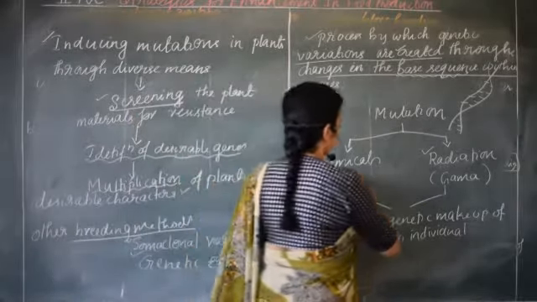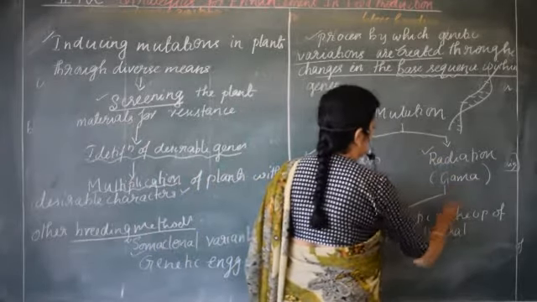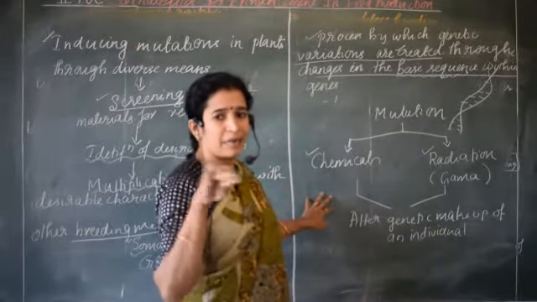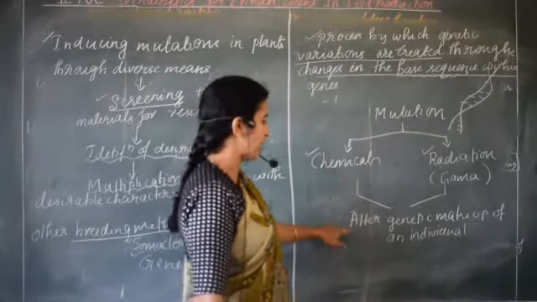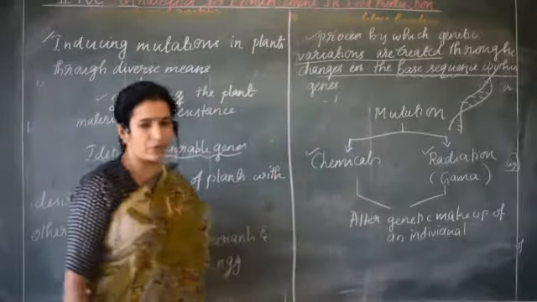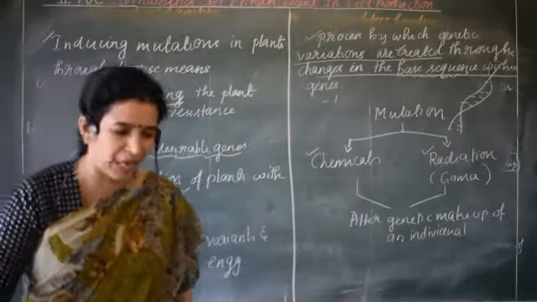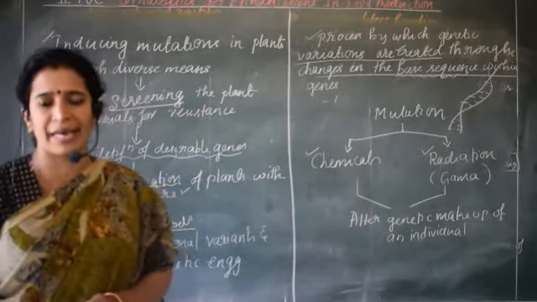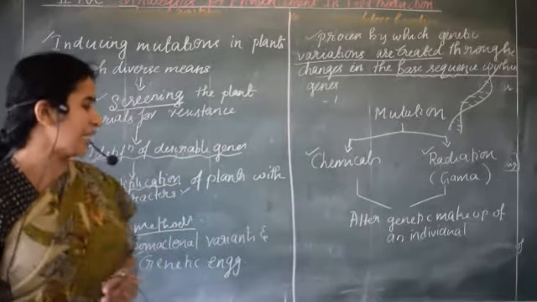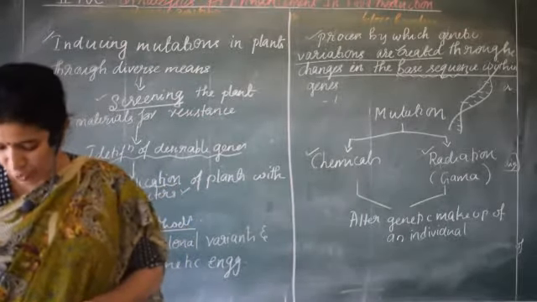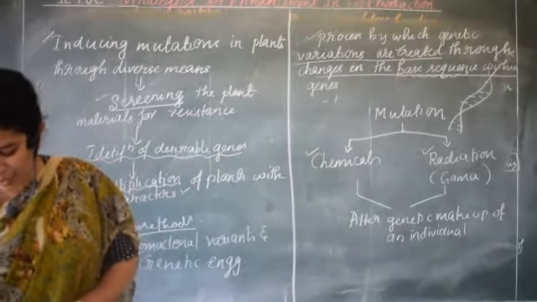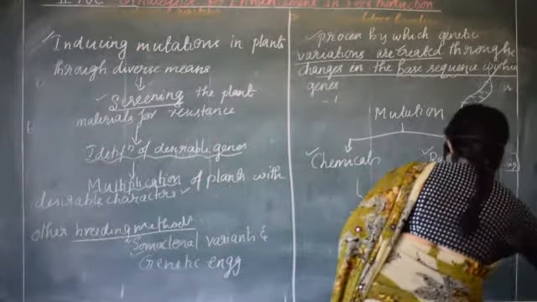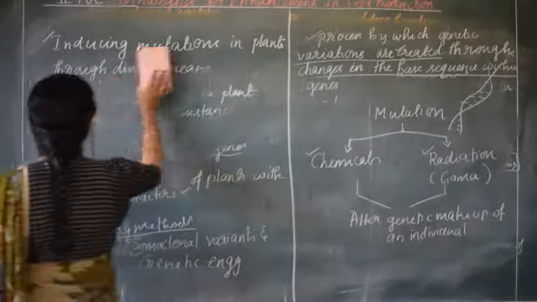So both chemicals and radiation. Gamma radiation can be used to bring desirable changes in the base sequences. That will alter the genetic makeup of an individual. The chemical mutagens, as well as physical mutagens like gamma radiation, both will alter the genetic makeup of an individual. And by this method, we could develop some varieties which are able to resist some diseases.